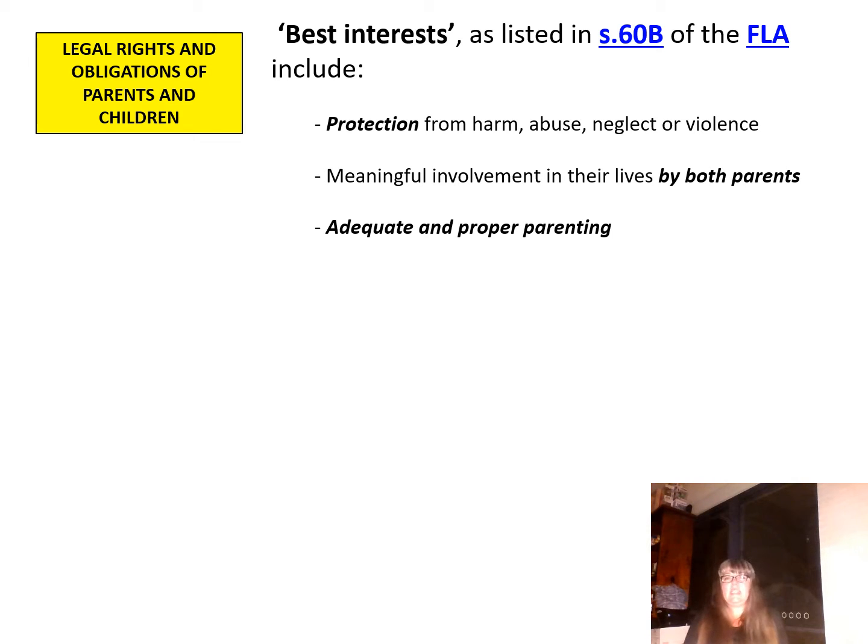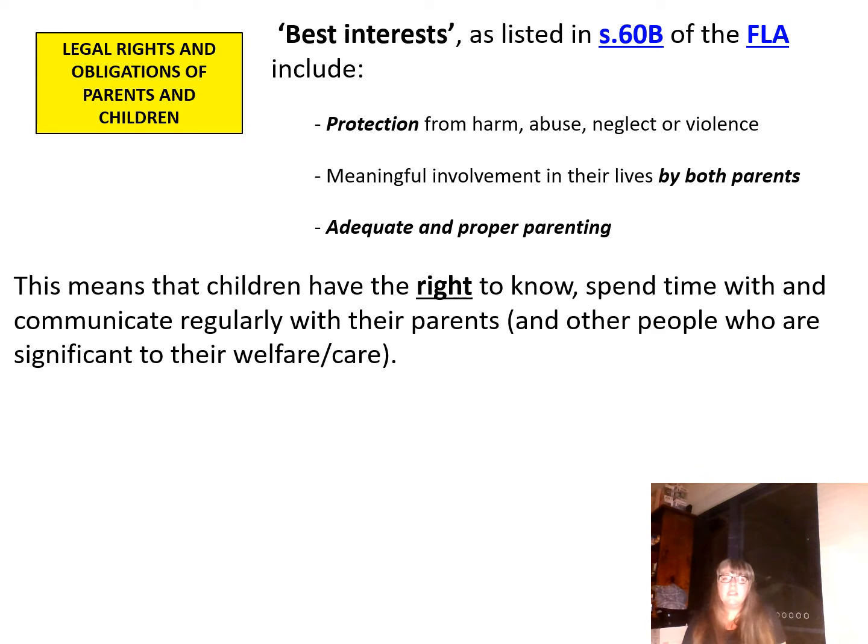Best interests, as listed in Section 60B of the Family Law Act, include protection from harm, abuse, neglect, or violence, meaningful involvement in their lives by both parents, and adequate and proper parenting. This means that children have the right to know, spend time with, and communicate regularly with their parents and other people who are significant to their welfare and care.